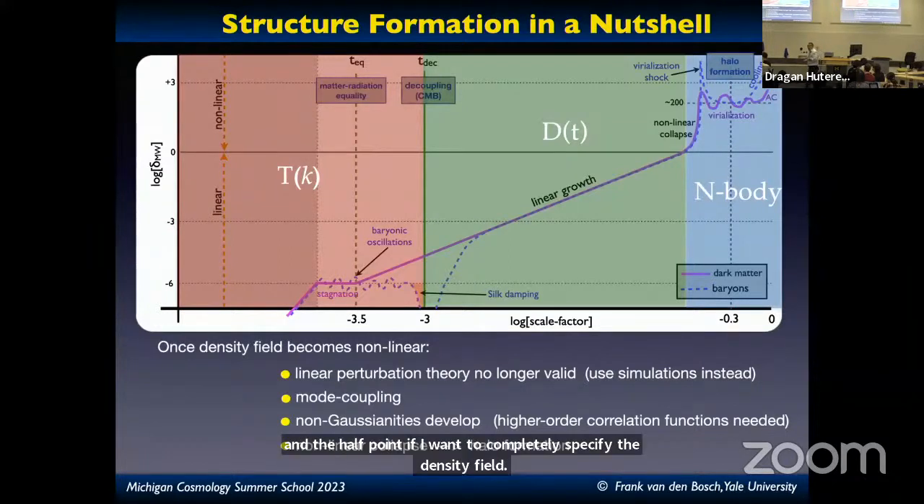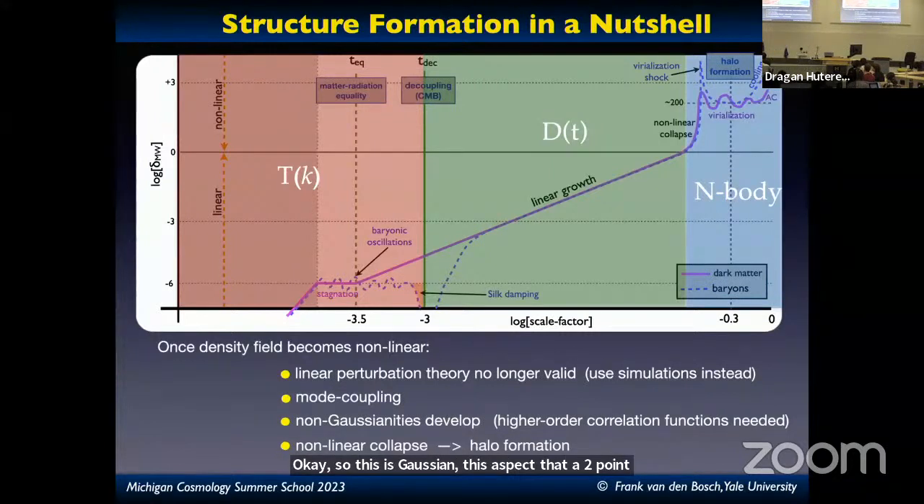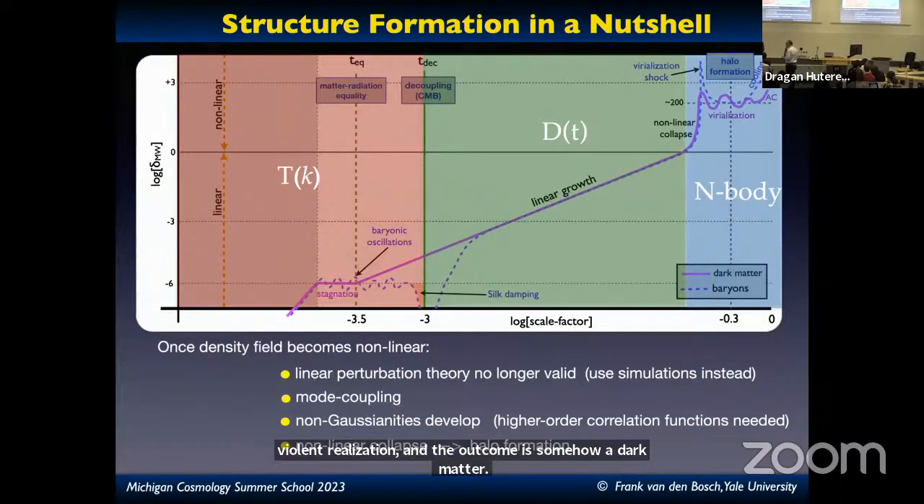So this aspect that the two-point correlation function describes everything completely is only true up to the moment that things go nonlinear. And once it goes nonlinear, everything goes out the window. And basically, we use N-body simulations, and these show that at some point it collapses, and then all sorts of stuff happens, virialization, violent relaxation, and the outcome is somehow a dark matter halo. Okay? And we use N-body simulations to follow that process.